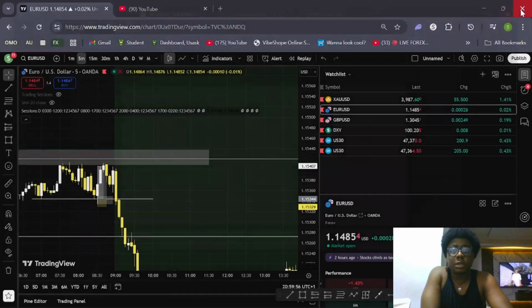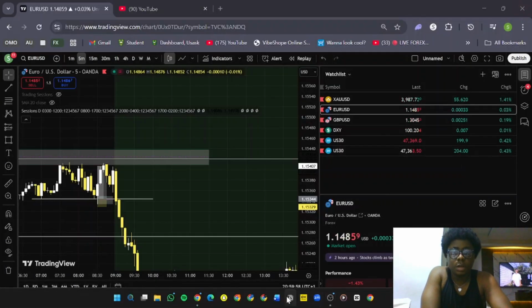I don't know why it's not loading. It's pissing me off. Come on now. Don't piss me off. You're joking. Might have to restart this. To be honest with you, you're joking, man.